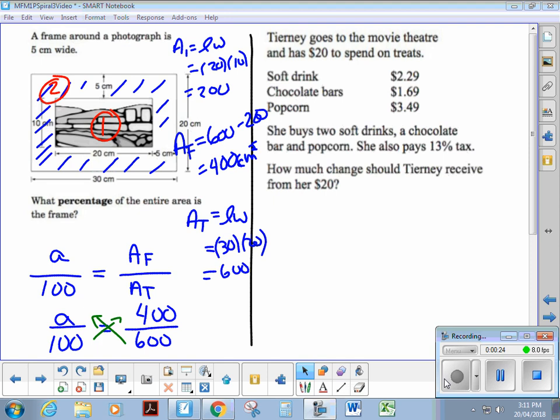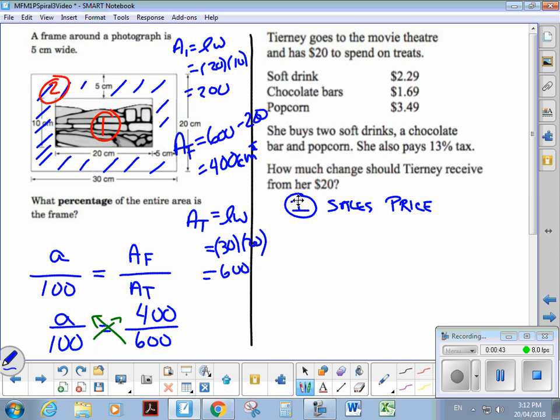So this is a question you'll see on EQAO. Seems simple enough, but it has a couple of concepts in there that we need to focus on. So first of all, we need to know the sales price. All right, we need to know how much was spent.